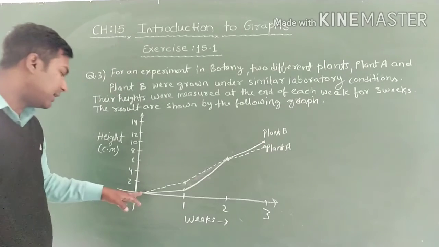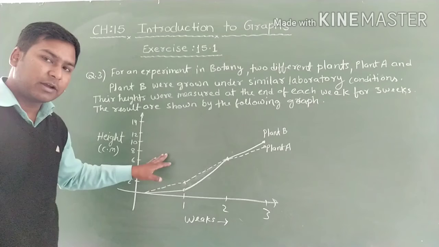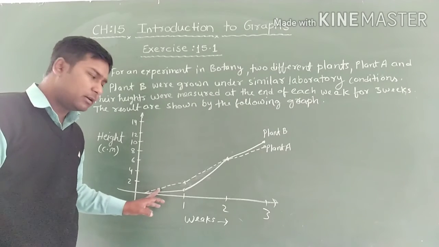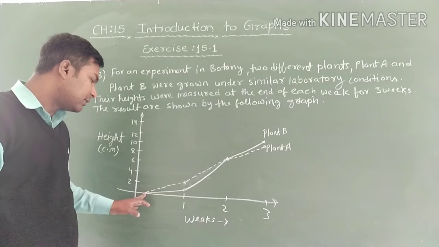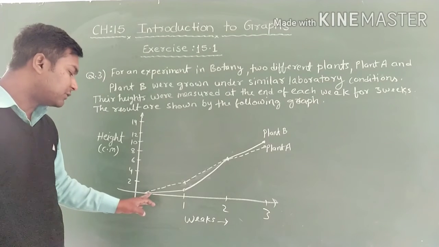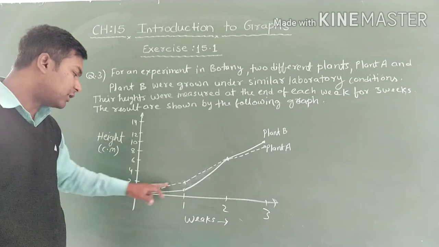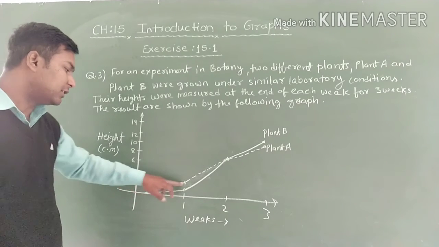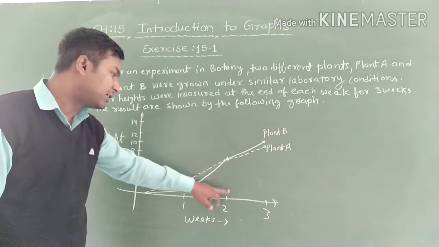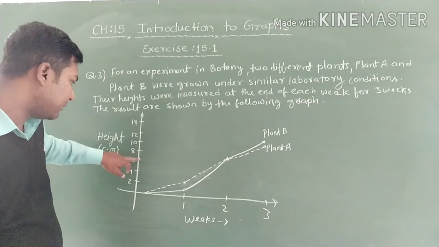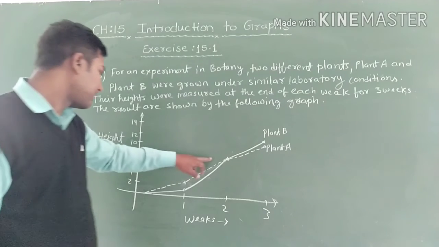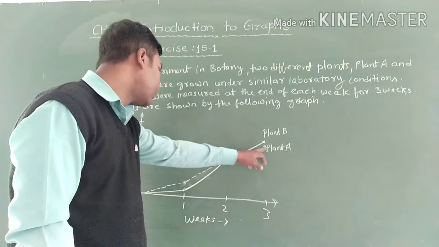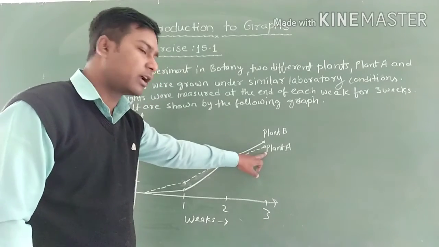So we are talking about plants, just read the graph. How can we read the graph? Just see here, the dotted line shows plant A. So from the starting, in the first week, plant A, that is the dotted line, this one, in the first week it will grow 2 centimeter. After that, in the second week, it will grow 7 centimeter, in between 6 and 8. And after the second week, in the third week, it will grow 8 centimeter. Okay, I am talking about plant A.